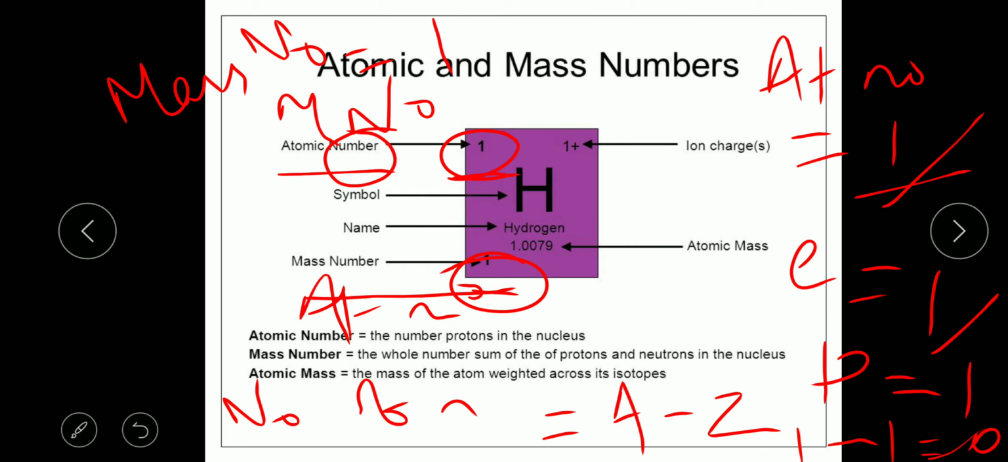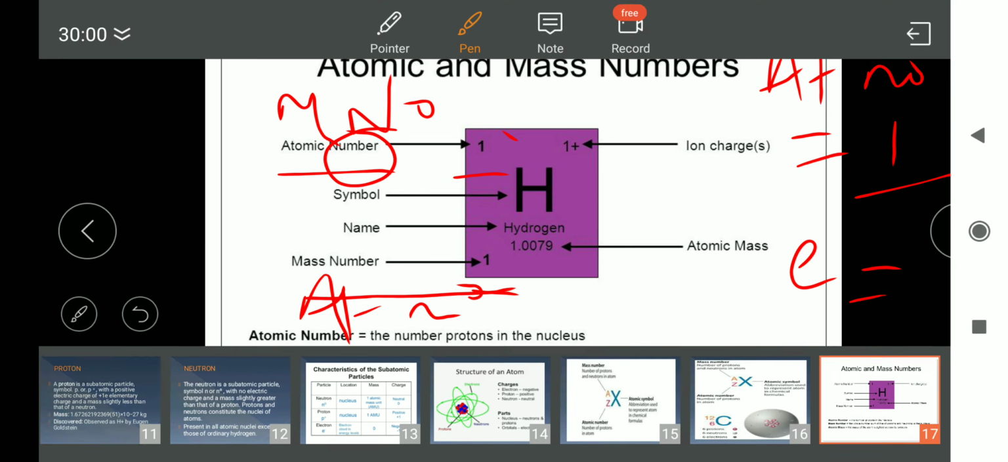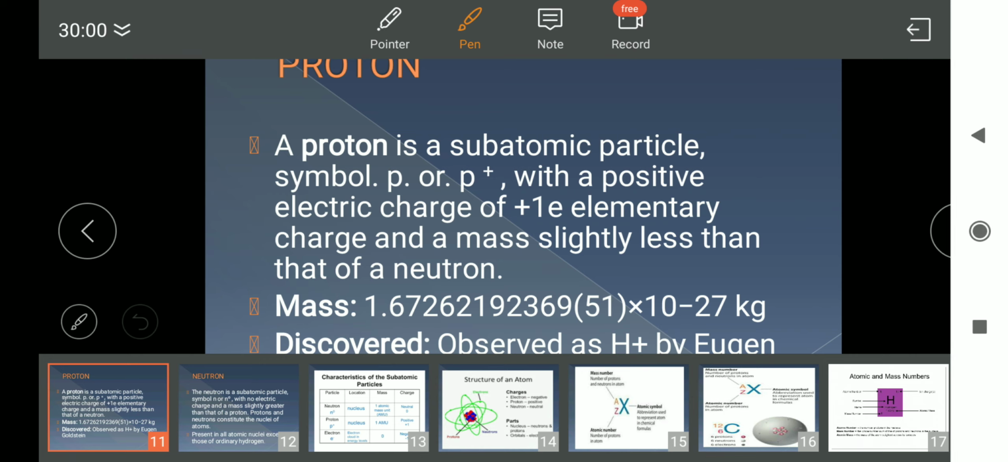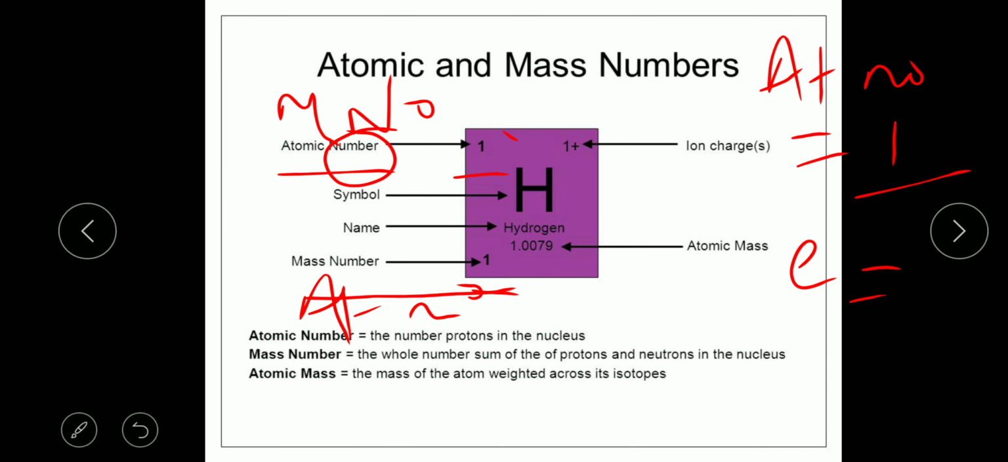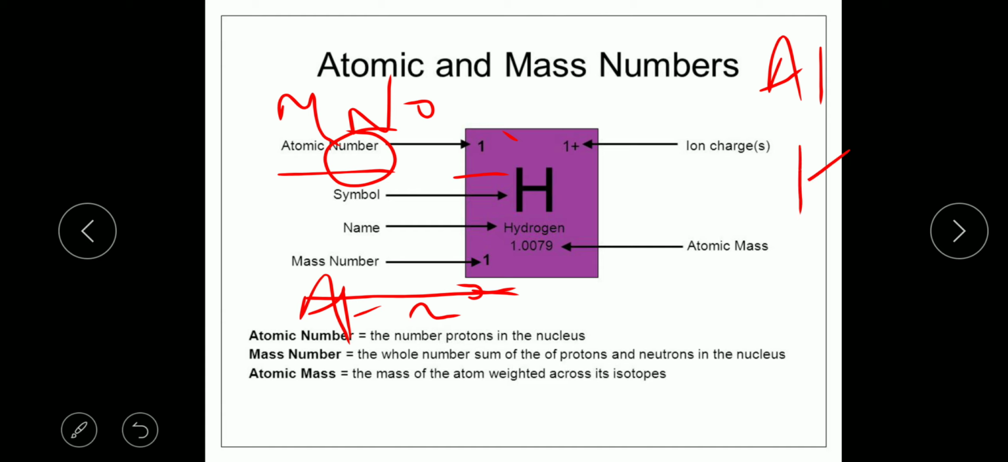Now what will be its electronic configuration? The electron will be found in which cell? The electron will be found in the K cell, because the first cell is the K cell. Okay. How many electrons does it have? 1. So 1 electron.